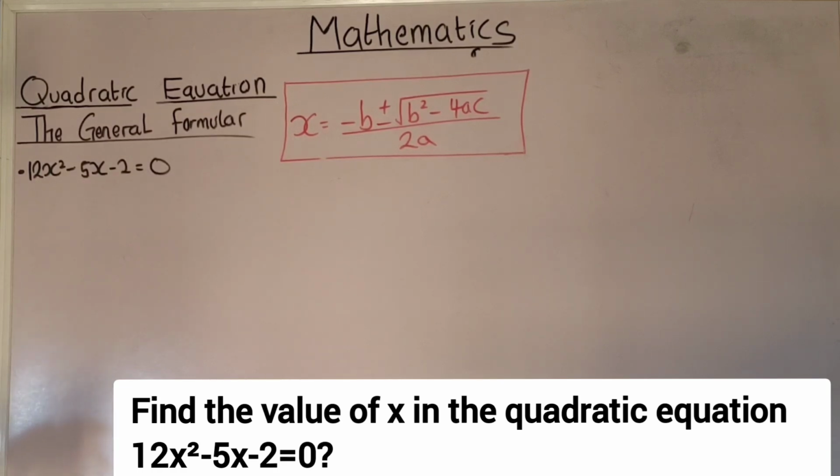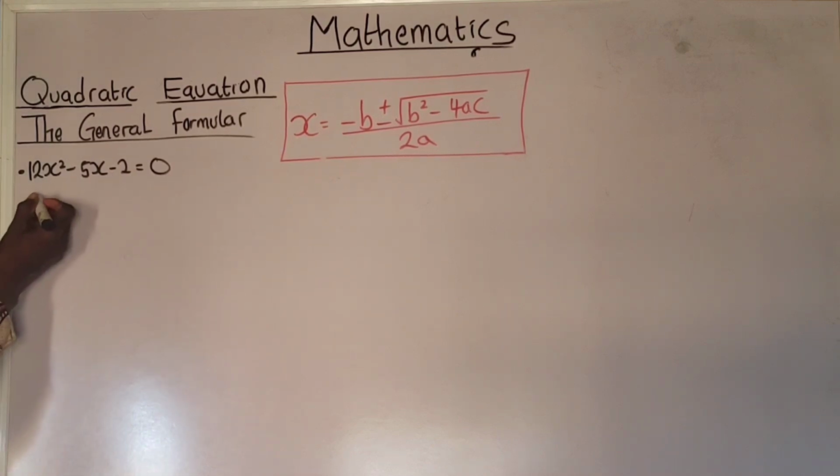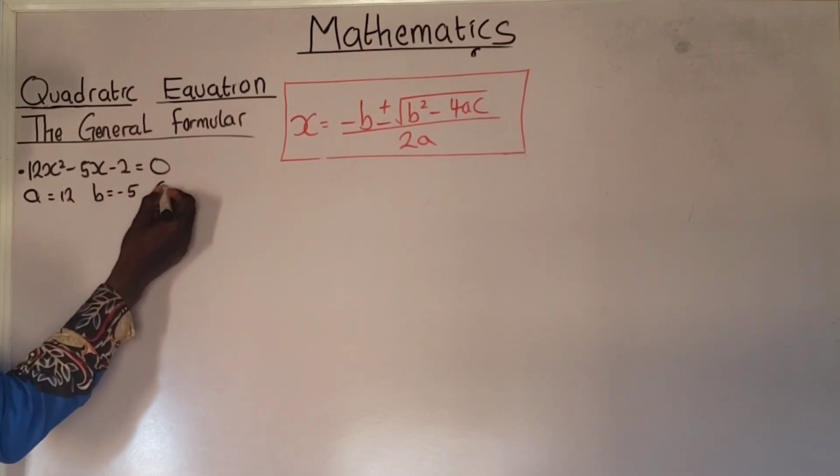a is the coefficient of x squared, that is, the coefficient of the highest power of the unknown. b is the coefficient of x, and c is the constant term in the quadratic equation. You understand? The coefficient of x squared in this quadratic equation is 12. So a here will be what? 12. Okay? And b will be equal to -5 and c equals -2.